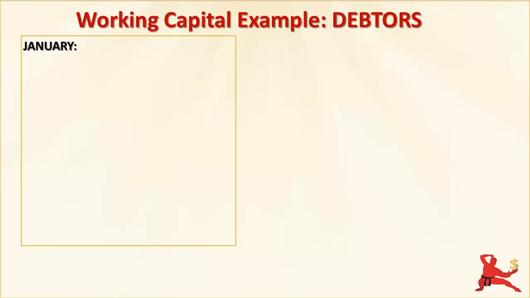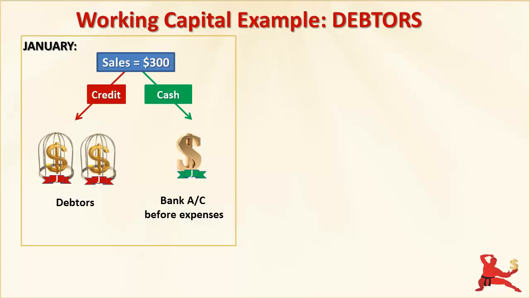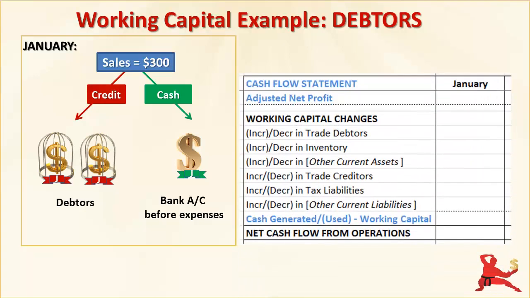To keep things simple, let's assume January is the first month in business. Assume we start with nothing in the bank account. We have sales of $300 this month, but only $100 is paid in cash. $200 is on credit terms. These become our trade debtors. In the cash flow statement, the $200 shows up as an increase in debtors. This has a negative impact on our operational cash flow because it's money we've earned but haven't received.